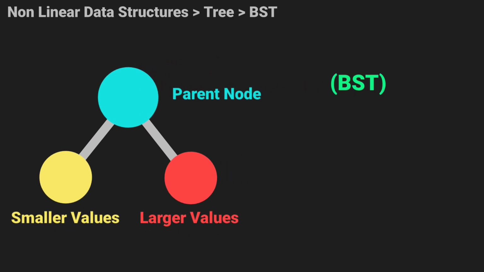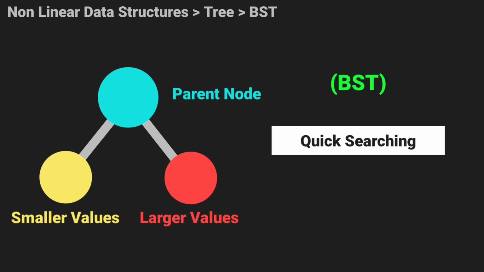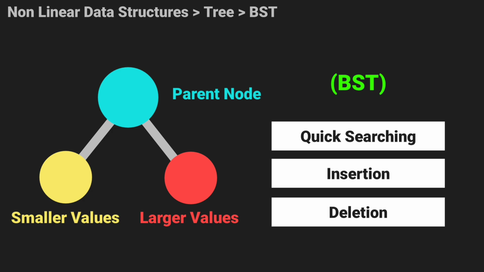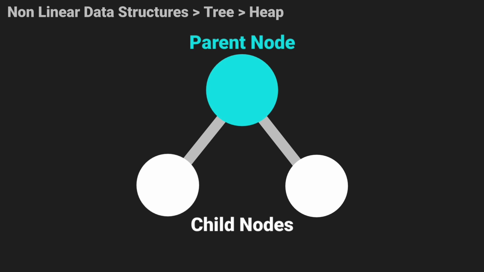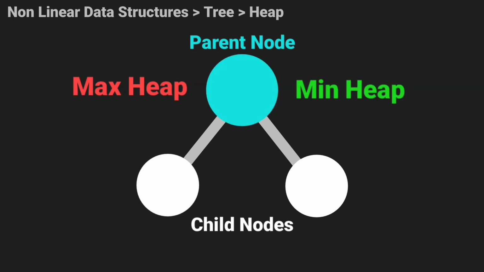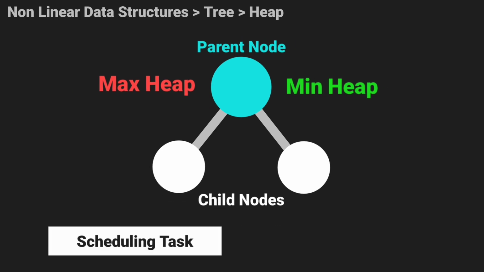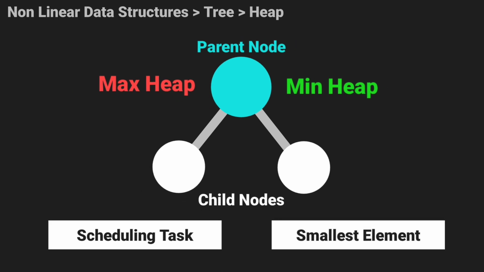BSTs, binary search trees, are optimized for quick searching, insertion, and deletion of data. The sorted order ensures efficiency. Heap. Heap is a binary tree where the parent node is always greater or smaller than the child nodes. Heaps are used in algorithms where priority is important, such as scheduling tasks or finding the smallest element.